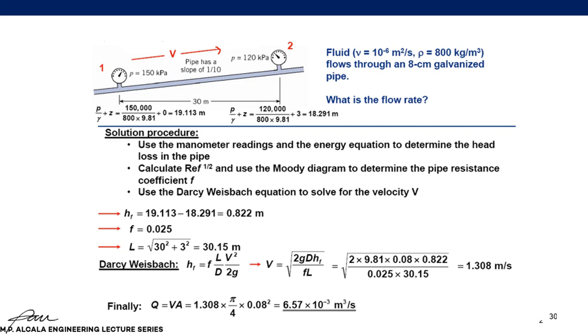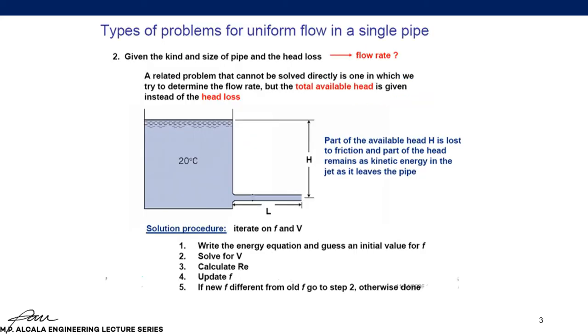Previously we solved this problem, right? If you can remember, this is basically a type 1 problem where we are to identify the discharge given the head loss, and we are to identify the friction factor given the type of pipe, in this case a galvanized pipe. Now let's talk about the problems that cannot be solved directly. For example, a problem where we are trying to determine the flow rate, but the total available head is given instead of head loss.